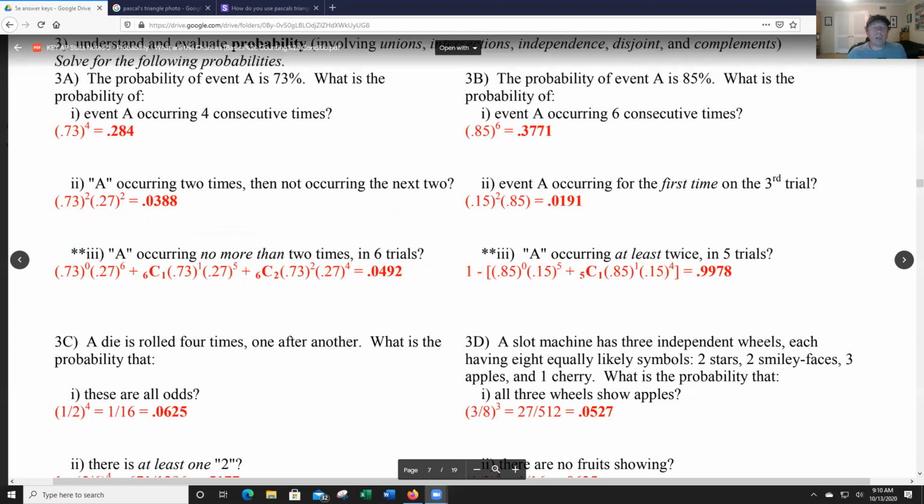Event A occurring no more than 2 times in 6 trials. So in other words, it occurs 0 times, 1 time, or 2 times. And you can kind of see my sample answer here. This is occurring 0 times, this is occurring 1 time, and this is occurring 2 times: 0, 1, and 2. Now, this involves combinations.